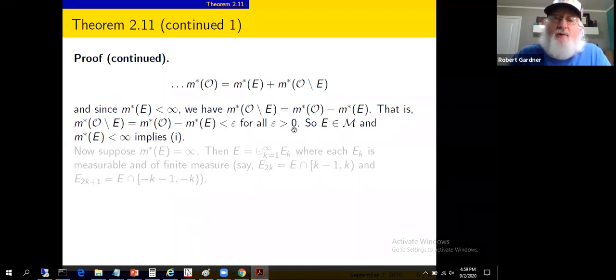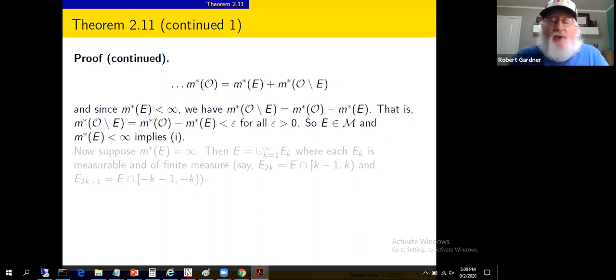You give me epsilon greater than 0, I go through a process of covering E with some particular kinds of open intervals and creating an open set O, and out pops this inequality. So if E is measurable and the outer measure of E is finite, then the outer measure of O set minus E is less than epsilon. That was what claim 1 was.